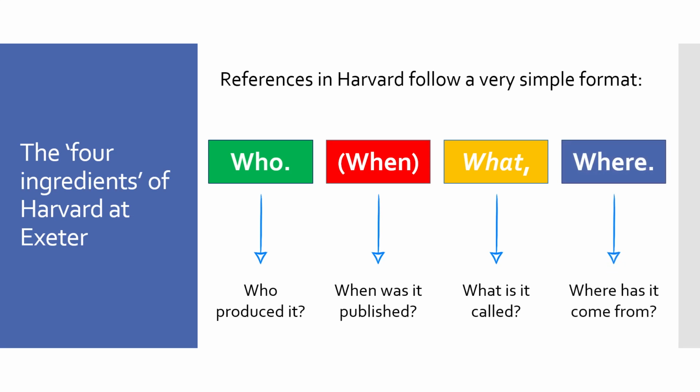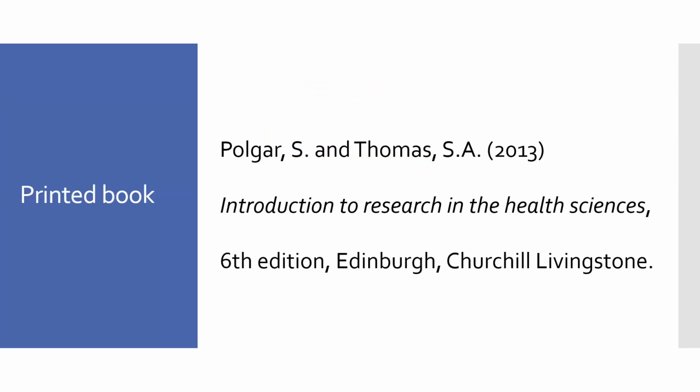And as you can see, each one of these sections is finished in a slightly different way. So the who has a full stop at the end of it, and that is because it typically finishes with an initial from the author. The when is in brackets, the what is followed by a comma, and the where is followed by a full stop.